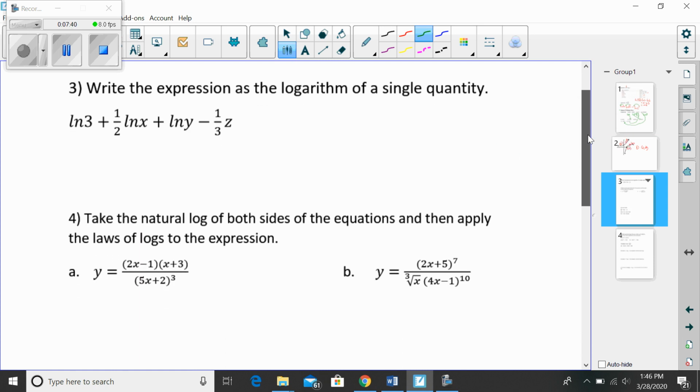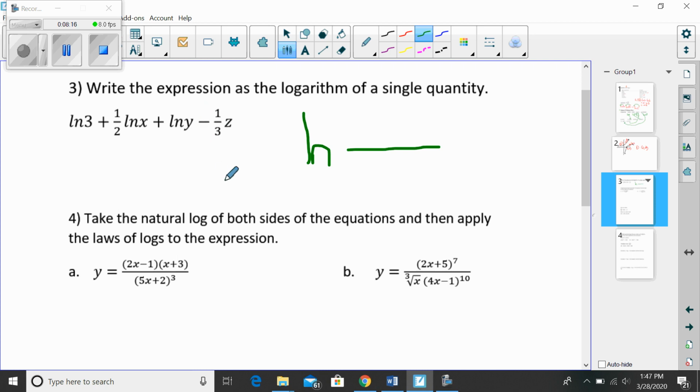Write the expression as the log of a single quantity. So far we've been applying the laws to an expression. Now I'm working backwards. Here's an expression where the laws of logs had been applied. Can you go backwards and say the expression that I started with? Okay, since I'm adding these expressions, I can tell that I had a product, right? The numbers in front are the exponents. And I can tell that I had a quotient because of the subtraction.